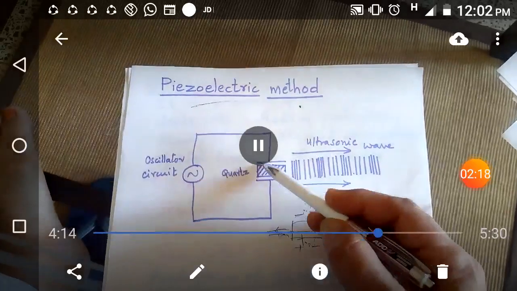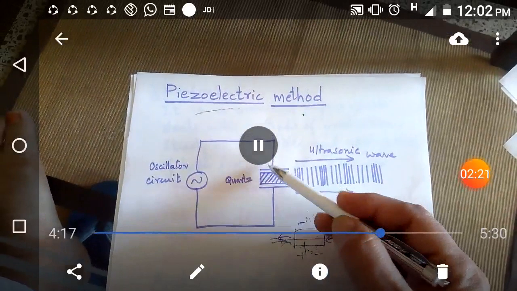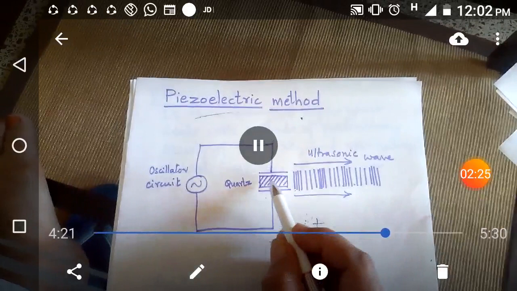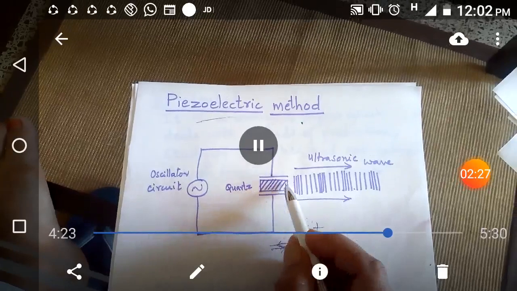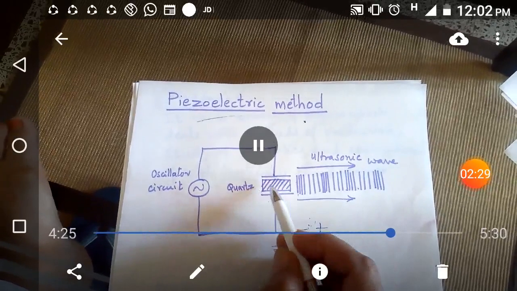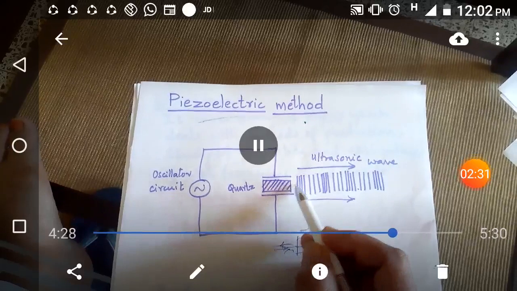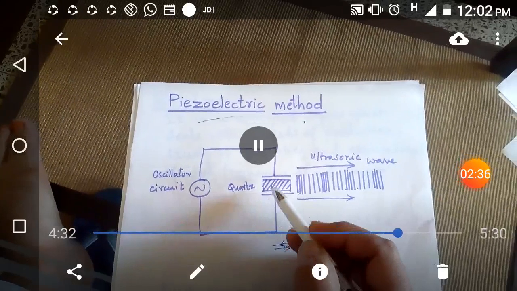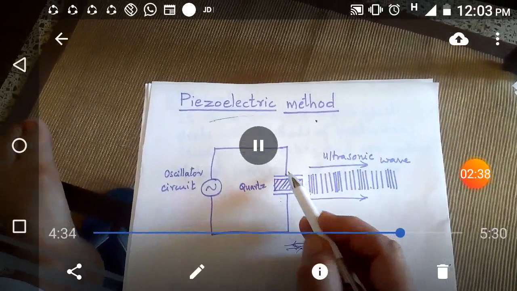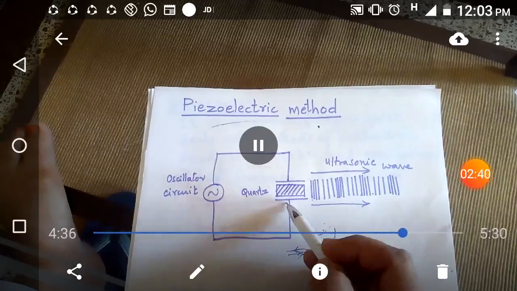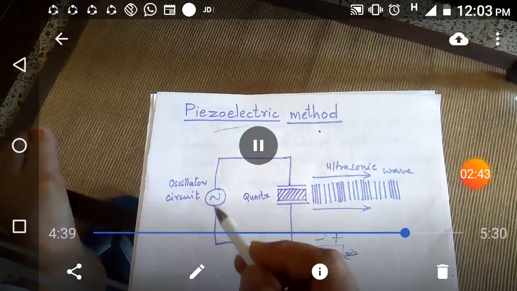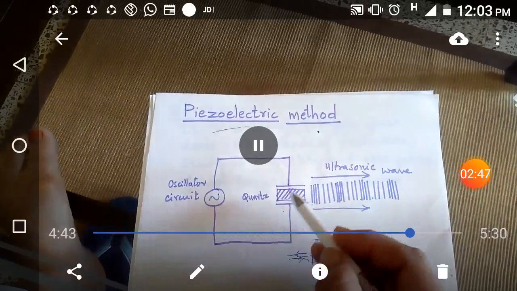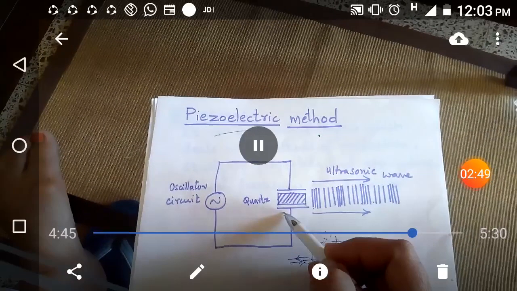If electrical charges are applied on one pair of faces, then the quartz crystal experiences a compression and tension along the other pair of faces. So mechanical pressure is experienced by this pair of faces when electrical charges are applied on this pair of faces. Now this is a quartz crystal placed between two parallel plates, and these two parallel plates are connected to an oscillating circuit. This oscillating circuit produces an alternating signal along this pair of faces.